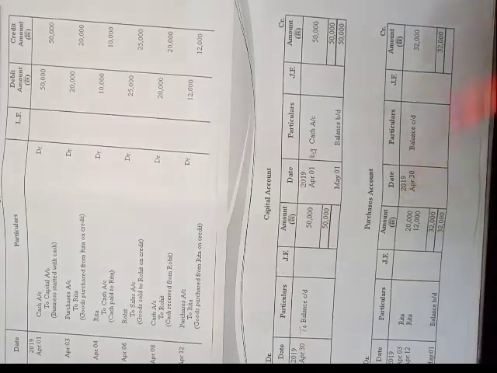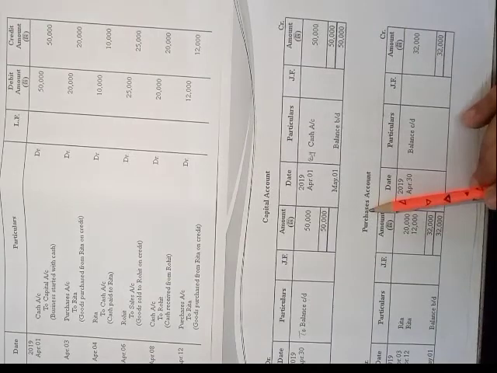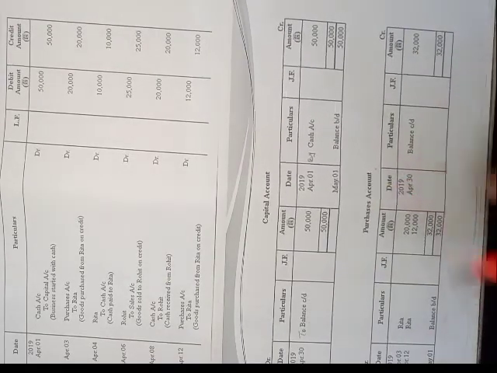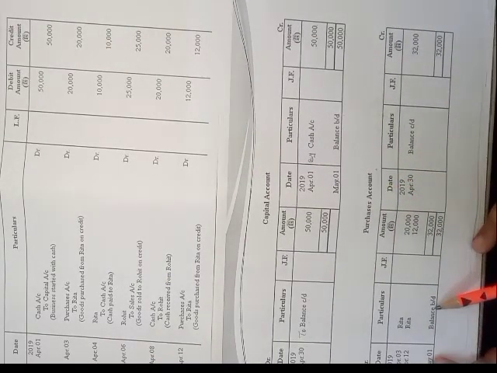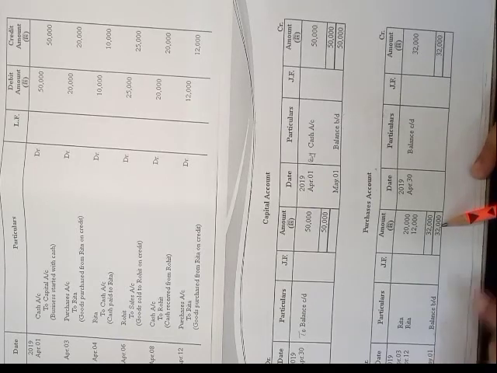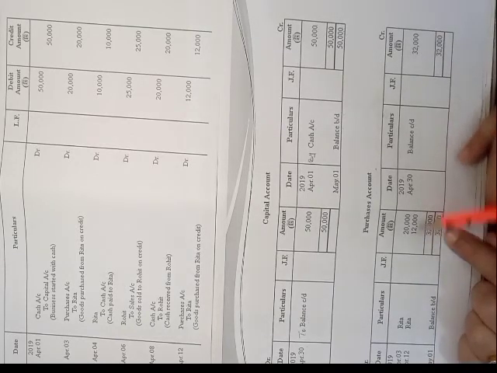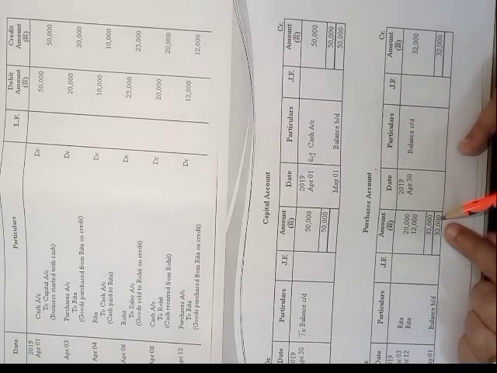Now you can see that in the same way the purchase account has been made. So the purchase account is showing the debit balance on May 1, that is 32,000. It means that the purchase made during the month of April was 32,000. Is this clear to all of you?